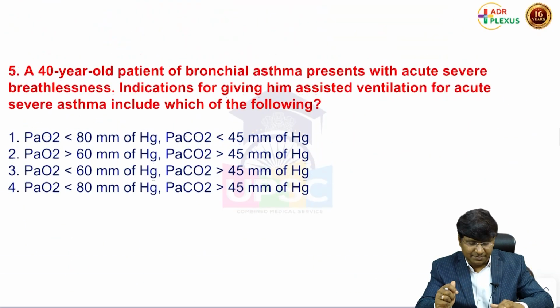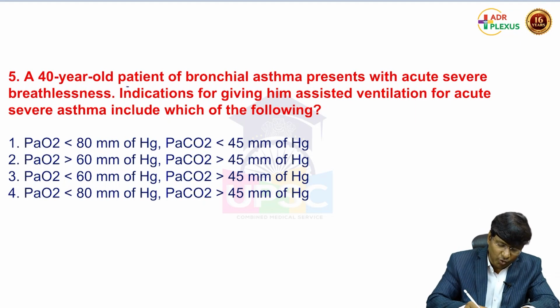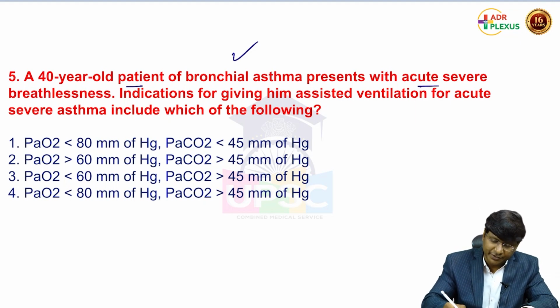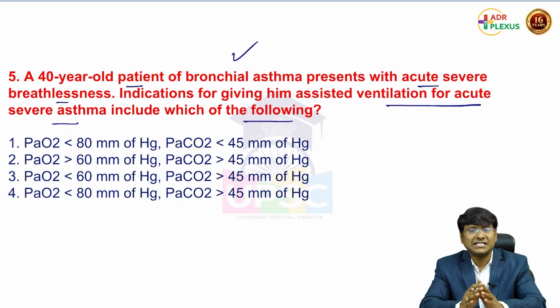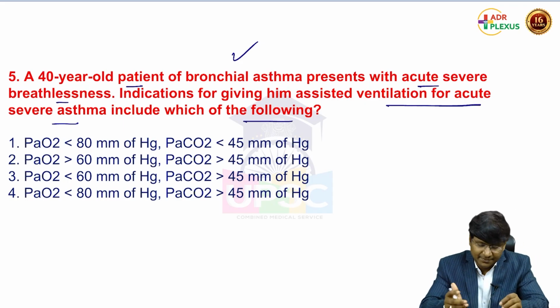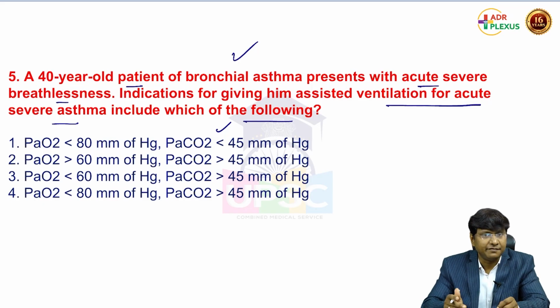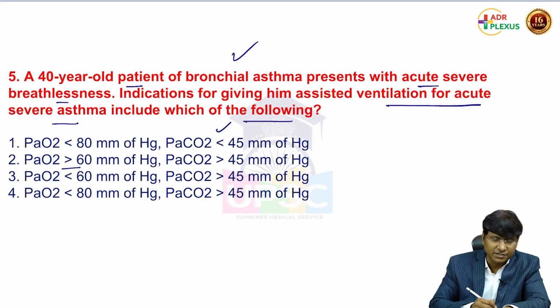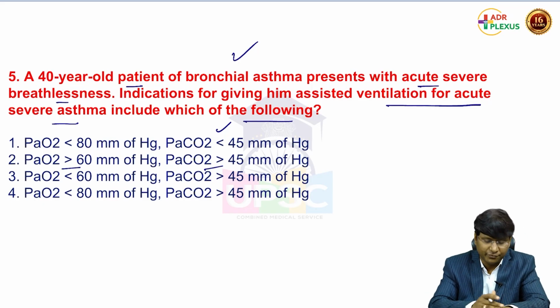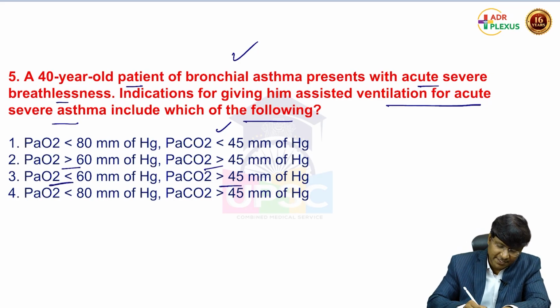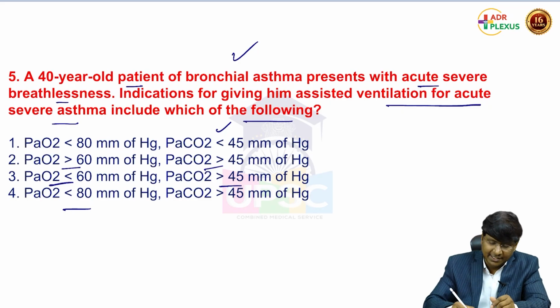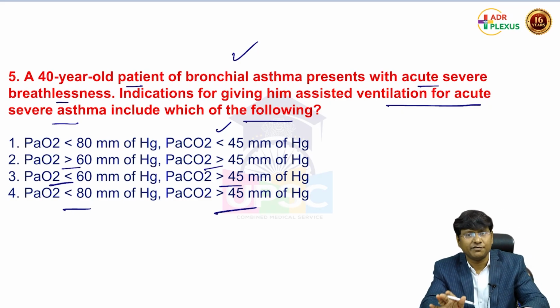One more question on asthma. A 40-year-old patient of bronchial asthma presents with acute severe breathlessness. Indications for giving him assisted ventilation for acute severe asthma include which of the following? Partial pressure of oxygen less than 80 and carbon dioxide less than 45. Partial pressure of oxygen more than 60, carbon dioxide more than 45. Partial pressure of oxygen less than 60, carbon dioxide more than 45, and partial pressure of oxygen less than 80, carbon dioxide more than 45 millimeters of mercury.